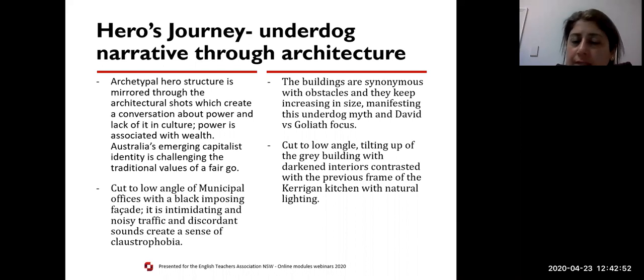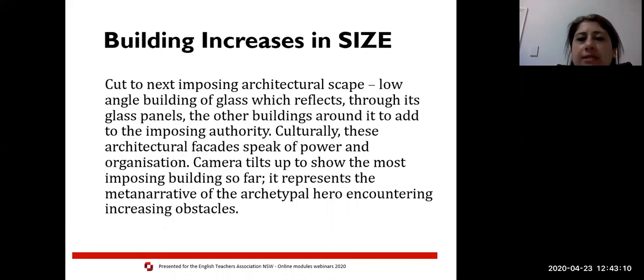And if you contrast that with the Kerrigan's natural lighting in the kitchen, we're quickly made to be positioned to see the identity of the institutions as alienating, and Daryl and his family as intimate, connected with us. And so the building will increase in size as the hero proceeds to endure the obstacles. There's a cut to the next imposing architectural landscape.